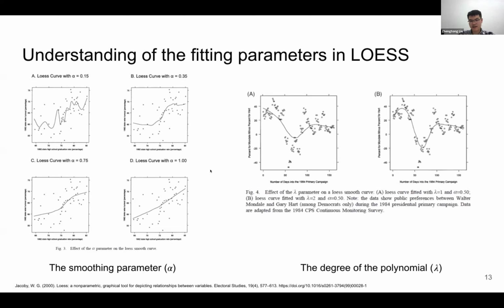The other parameter is the degree of polynomial. Basically, I think this is very simple to understand. If lambda is 2, we will include all the second order terms, for example, x1, x2, x1 squared, and x2 squared in the regression. So it allows for more flexibility in the regression.